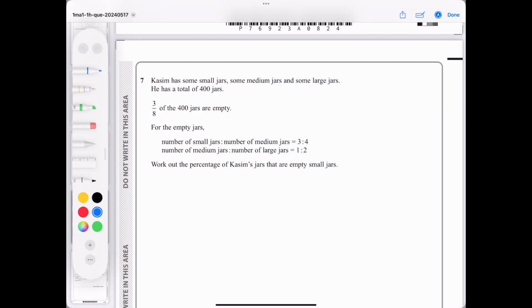Continuing with the Edexcel non-calculator paper from 2024, Kasim has some small jars, some medium jars and some large jars. He has 400 jars, 3/8 of the 400 jars are empty. So that means that 1/8 of 400 is 50, and that 3/8 is 3 times 50, which is 150.